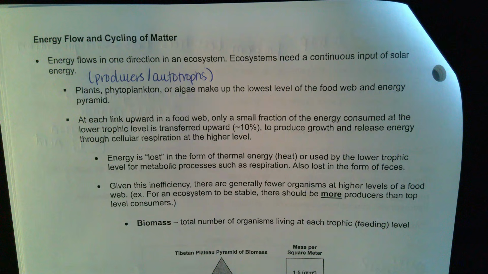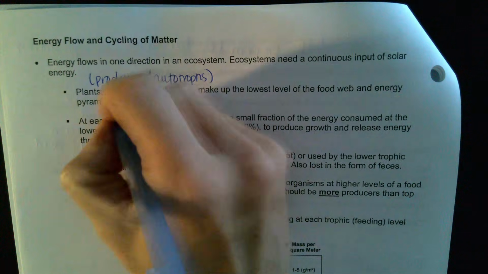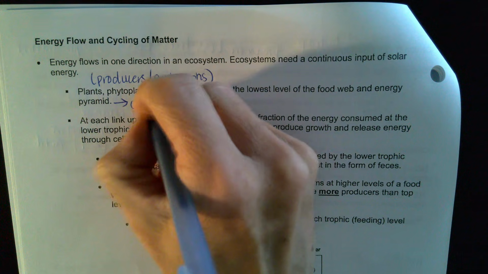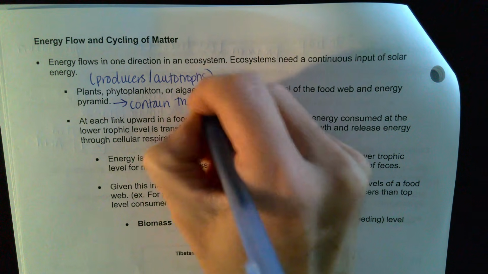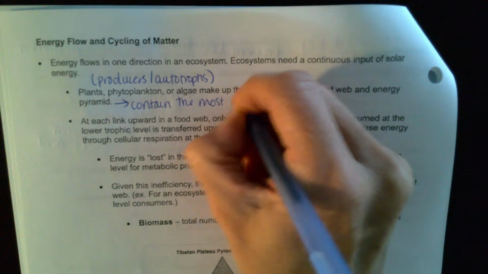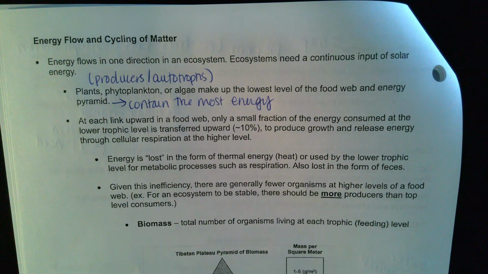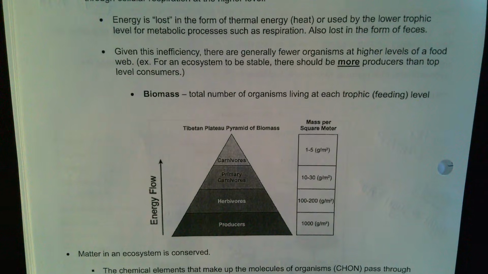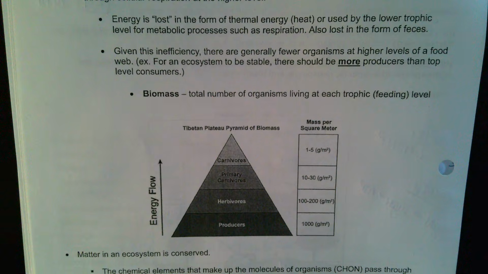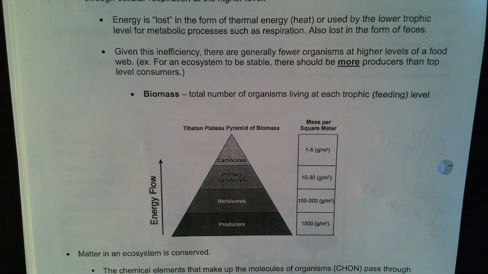We've got plants, phytoplankton, algae making up the lowest level of the food web and of the energy pyramid. They also contain the most energy. Let's go down to our energy pyramid or biomass pyramid. You could use either of those terms. Biomass: bio, living, mass, amount, right? Total number of living things.